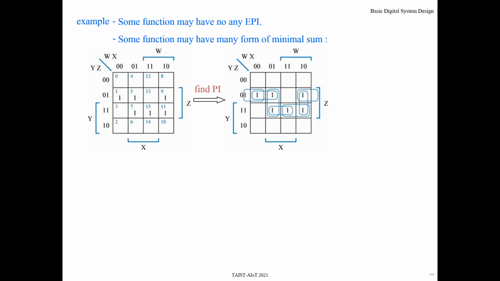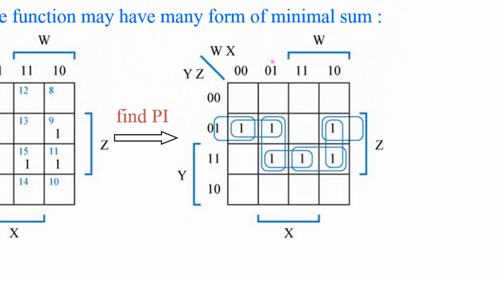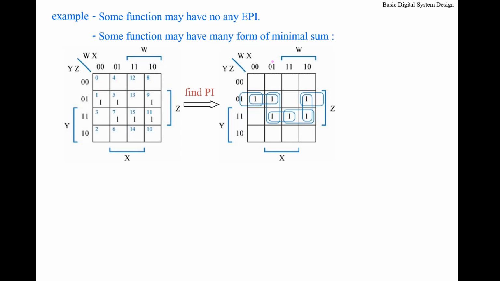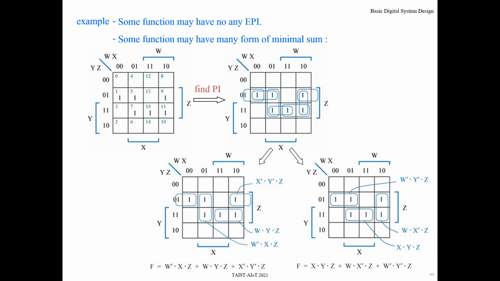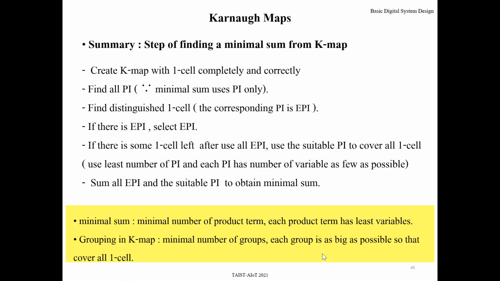For this one, let's show an example that some function may have no essential prime implicant, and some function may have more than one minimal sum. For example, this one. There is no isolated one cell, right? Because one cell is covered by more than one prime implicant. So there is no essential prime implicant. And to find the minimal sum, maybe use this one, or use this one. So there are two sets of minimal sum. Okay, this is just a summary.